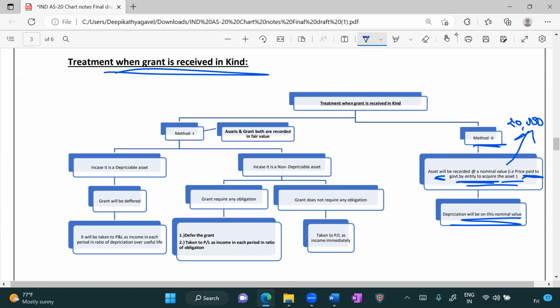Let's say you estimate that the useful life of the asset is 10 years, so depreciation will be charged over a period of 10 years on this 20,000 rupees, right? Not on 10 lakhs. On that nominal value, you will charge the depreciation, right?